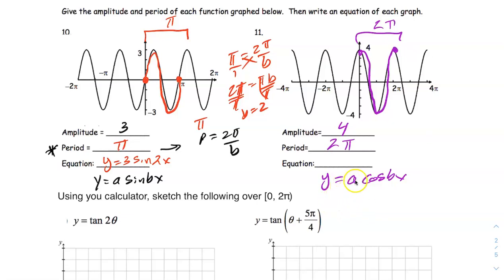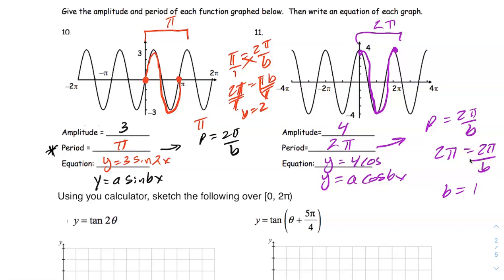Now remember, a is the amplitude, but my period is not b. There's a formula for this. Period equals 2 pi over b. So in this case, my period is 2 pi, so I have 2 pi equals 2 pi over b. And that makes b equal 1. Again, you can cross multiply to solve it, but if I plug 1 in for b, it works. So there's my equation. y equals 4 cosine 1x, or just x.